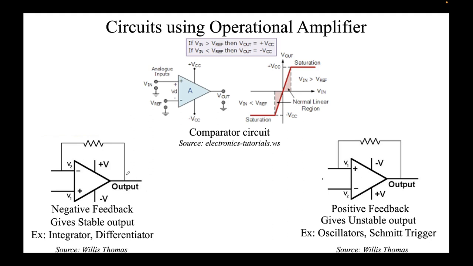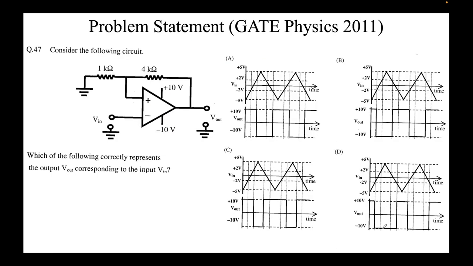But we also provide feedbacks. There are two kinds of feedback, negative and positive. If the output node is connected to the inverting terminal by some resistor, capacitor, or any other circuitry for that matter, it's a negative feedback. It usually provides a more stable output, and examples are the integrator and differentiator. Similarly, if the output node is connected to the positive, non-inverting terminal using some resistor, capacitor, diode, whatnot, it's a positive feedback. It usually gives an unstable output, but we can still utilize it to create oscillator circuits or Schmitt triggers, which we are going to see in a while.